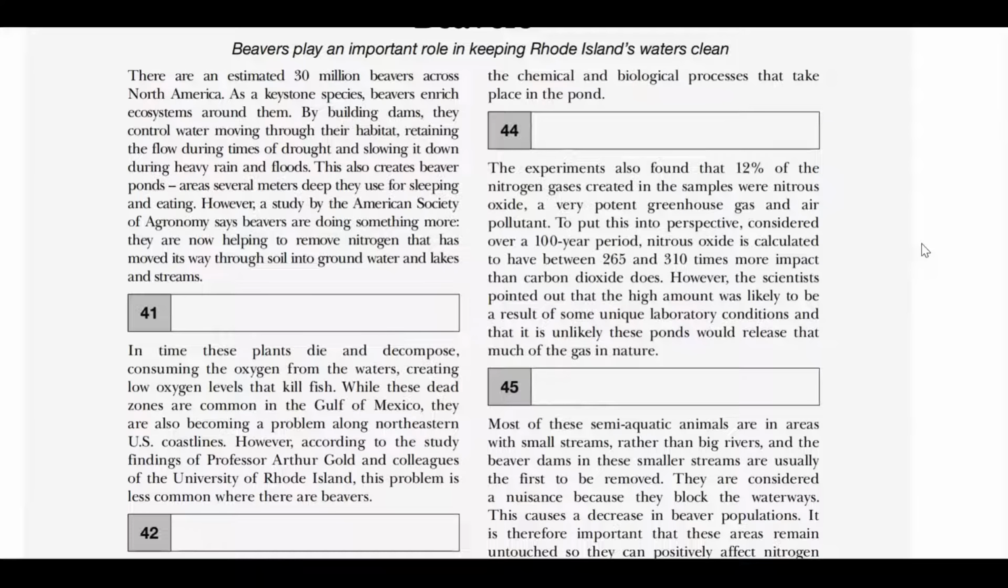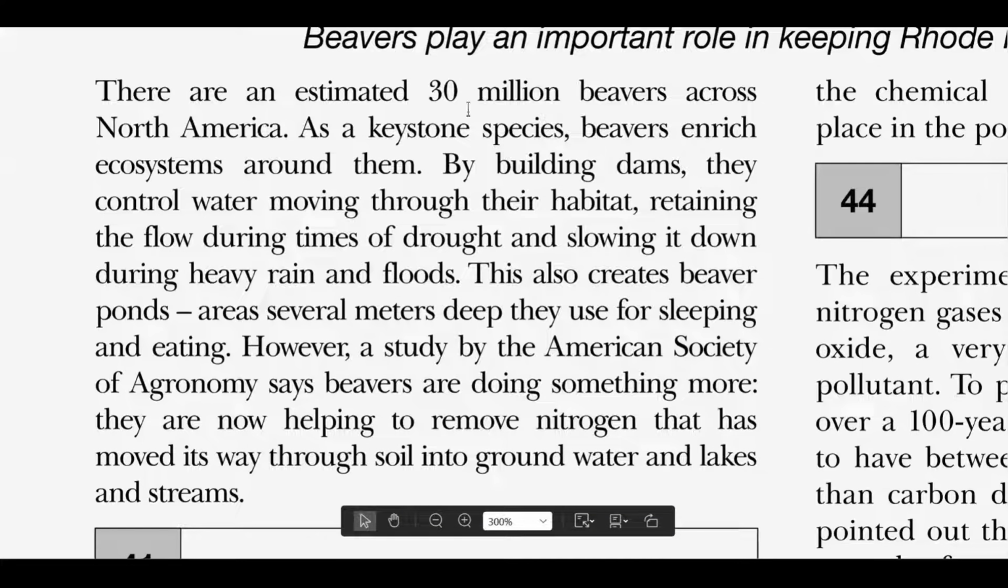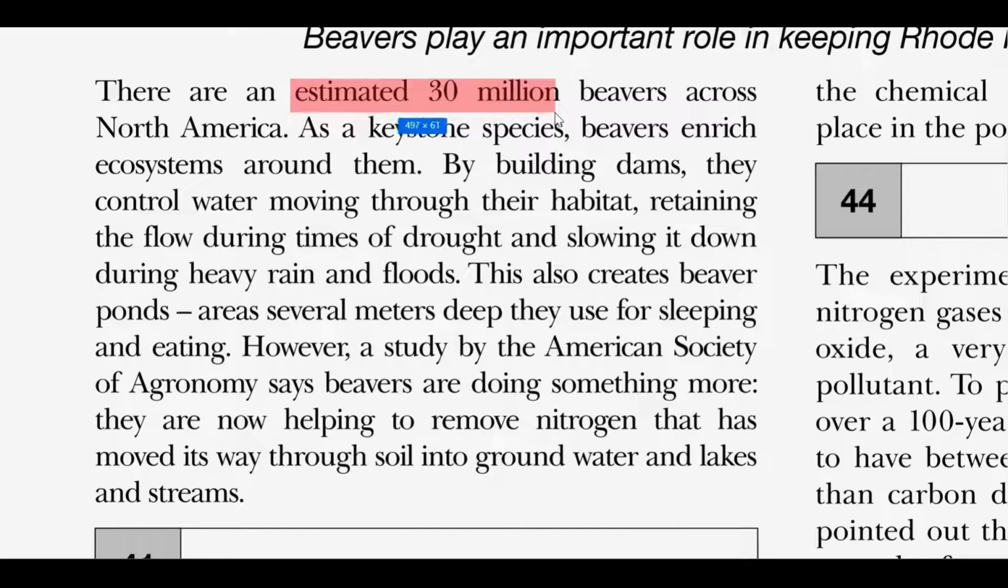Let me just see if I can highlight very quickly. We can see how it introduces the question of beavers, the number of beavers in America. I'm going to just make it easier to read. Right. And so it talks about beavers. We can see here how many there are. It's a keystone species. It's important. Enriching ecosystems, building dams, controlling water, creating ponds. However, contrast. So we've got all the positives here, but now we've got a contrast.